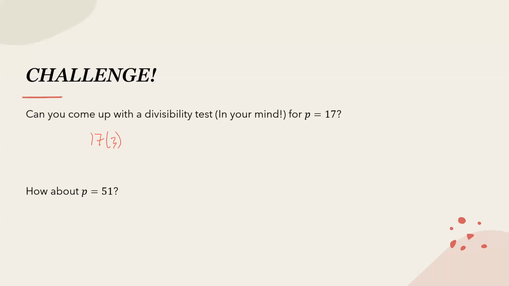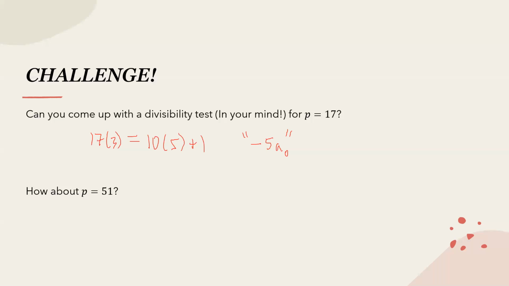17 times 3 is 51, right? Then I made my K 5. Right, so that's 10 times 5 plus 1. So in this case, the truncation test is going to be what? Take the last one and subtract. Yeah, minus 5 times the ones digit. Yes. This is how I like to think about them.